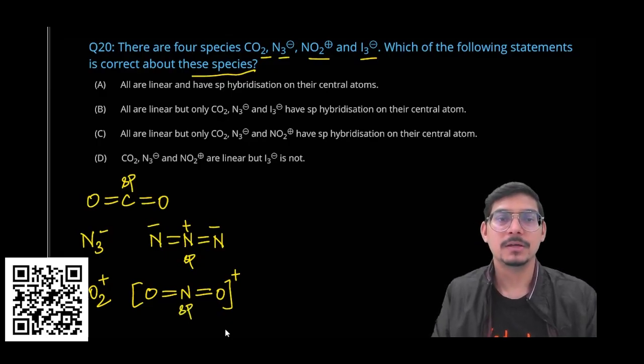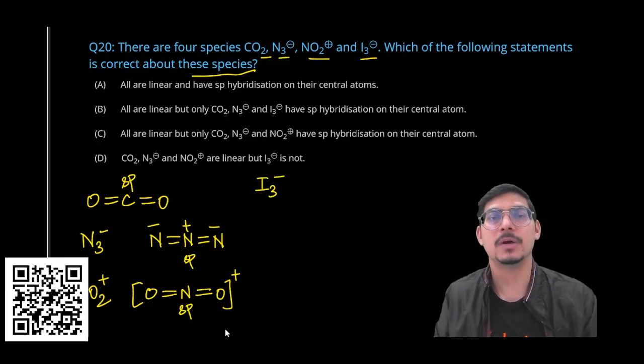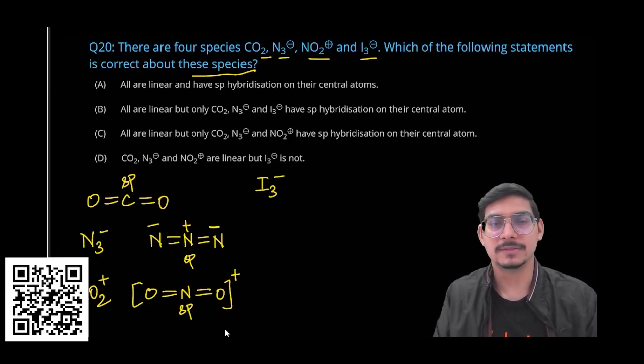Coming to I3 minus, here one iodine is the central atom and the other 2 iodine are boundary atoms. So the central iodine has 7 valence electrons of its own, and negative charge means one more electron, that is 8 valence electrons. Out of these 8 valence electrons, 2 electrons are shared with the boundary iodine atoms, leaving behind 6 unshared electrons, which means there are 3 lone pairs and 2 boundary atoms.